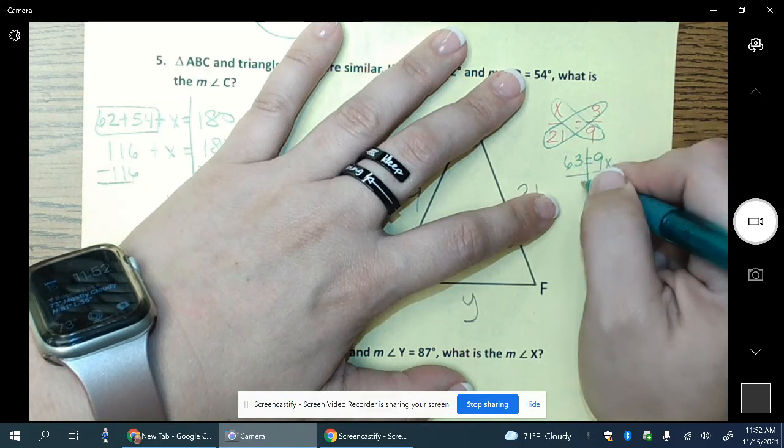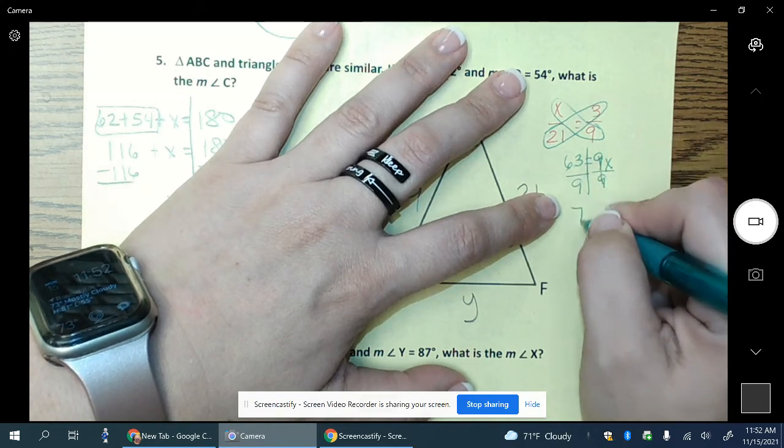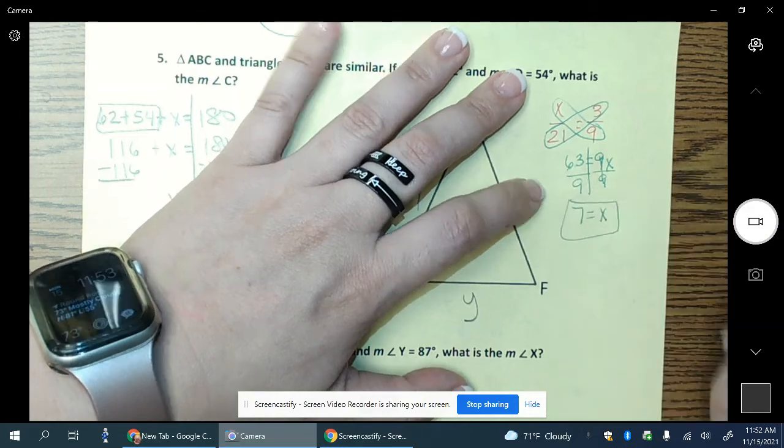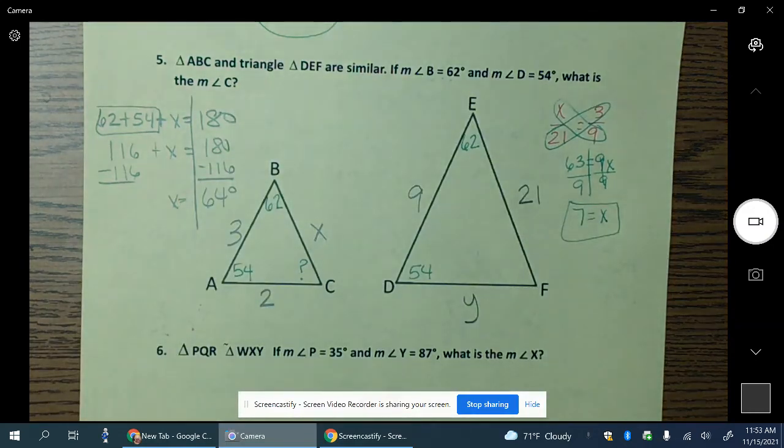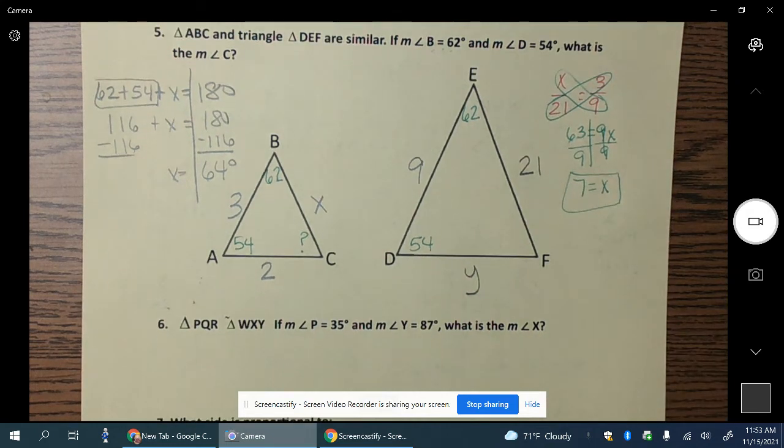I do what? Divide by 9. So 7 is x. Does that include y too? We're going to do y the same way. Everybody okay with how to find x? Again, we did it last year. I know you've probably forgotten. That's okay. That's why we're reviewing it.